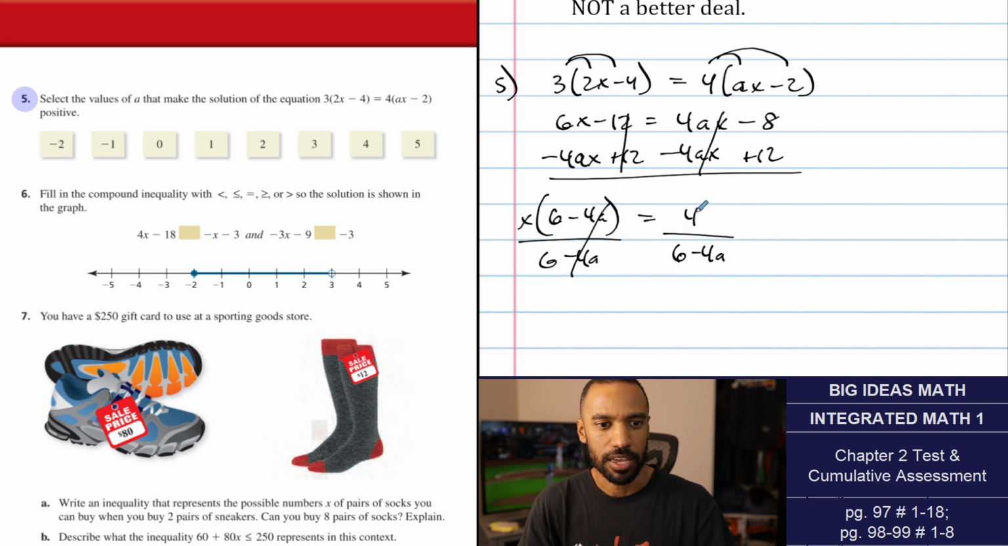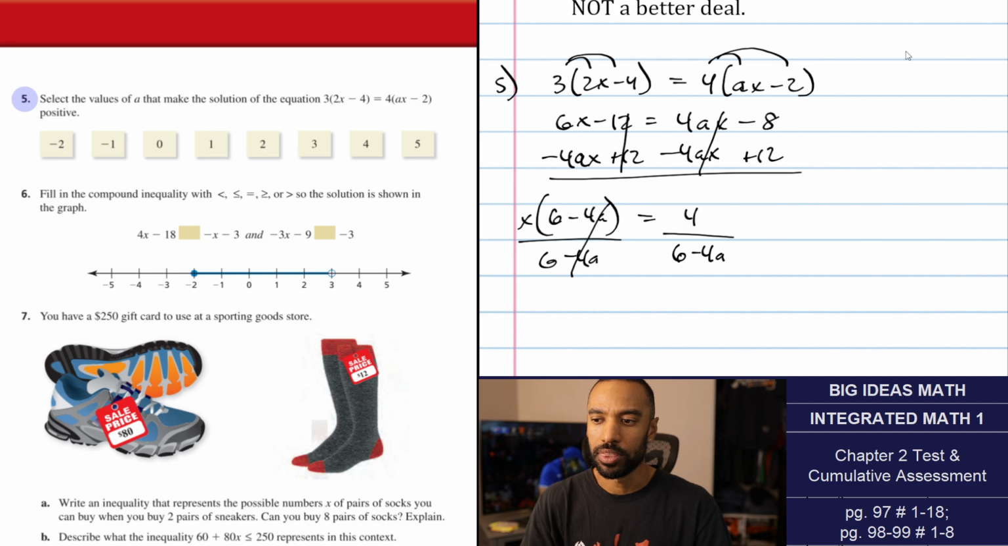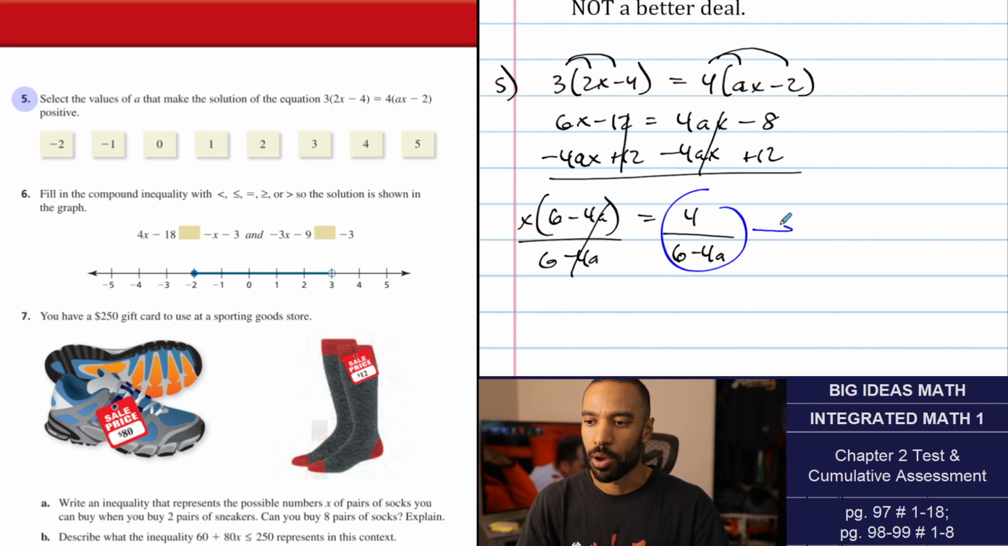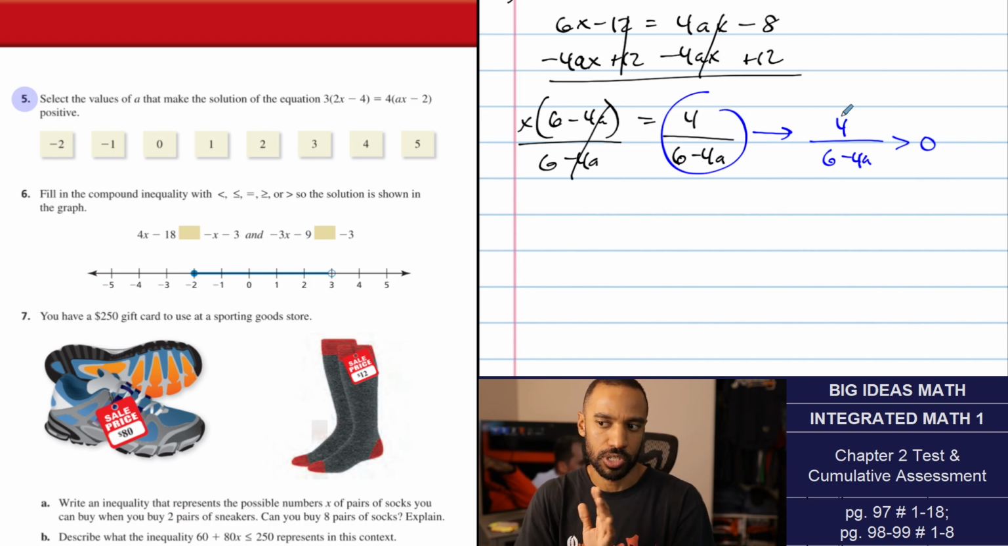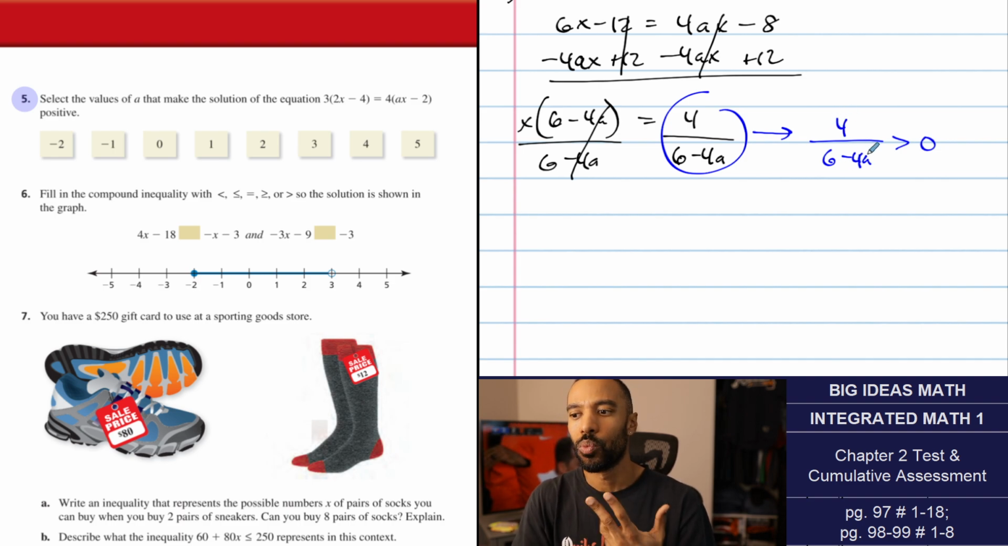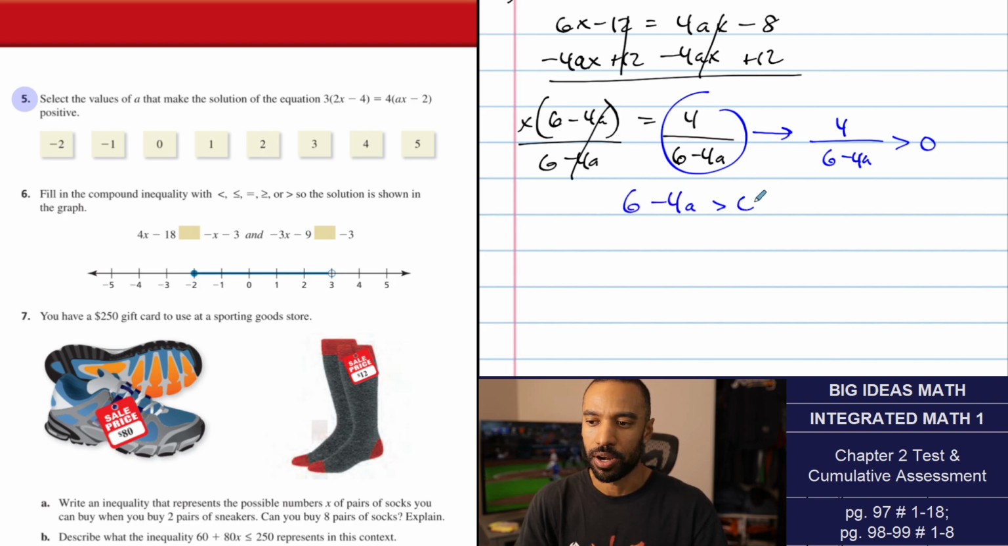Now they said find the values of a that make this positive. I guess technically this goes from a chapter 1 thing to a chapter 2 thing. I want this to be greater than 0. 4 over 6 minus 4a is greater than 0. You haven't done a lot of things like this when it comes to solving, so we won't technically write it like this. Here's the understanding. 4 is a positive number. We need this to be a positive number. Positive over positive is positive. And it can't be 0. So 6 minus 4a must be greater than 0.